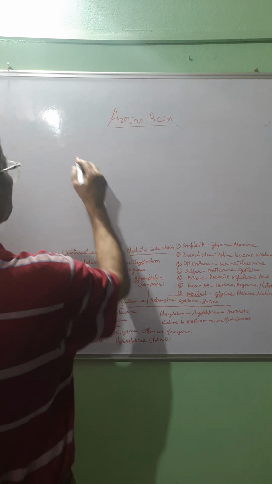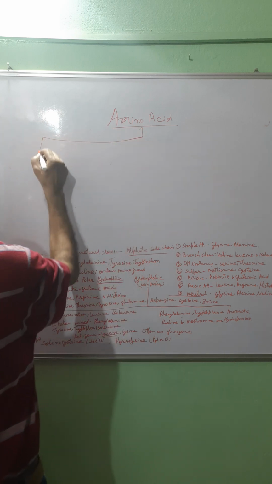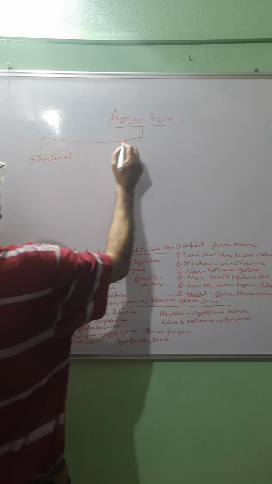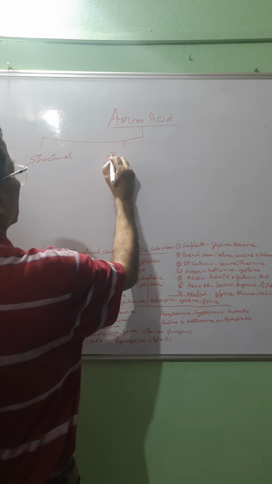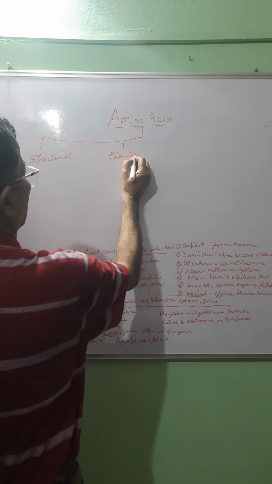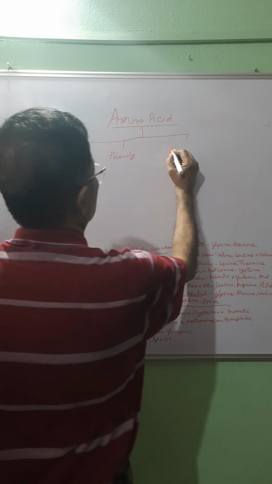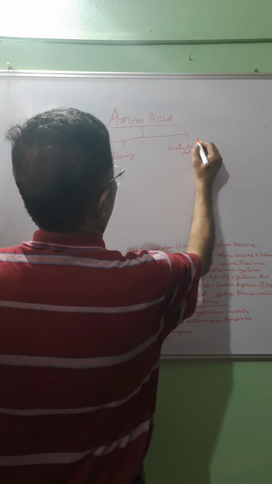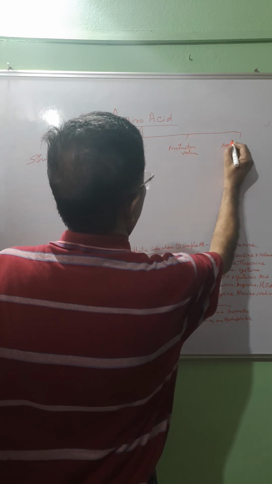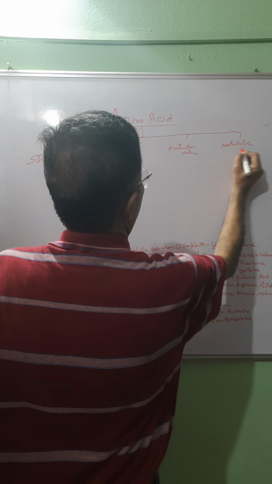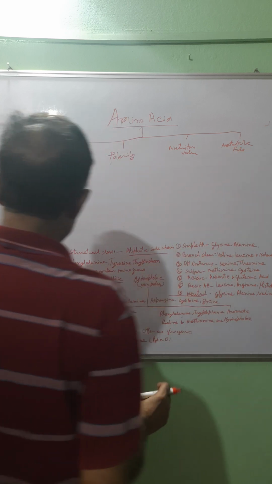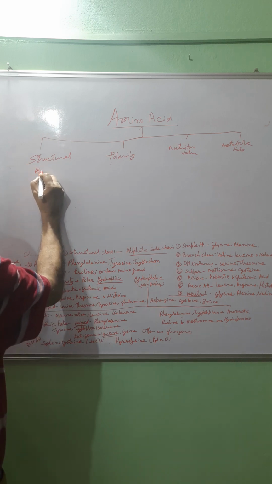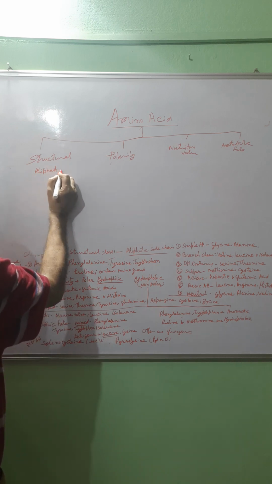Amino acid is classified by structural classification, then depending upon the polarity, then nutritional value, and fourth is metabolic fate. Structural classification: number one, aliphatic side chain.